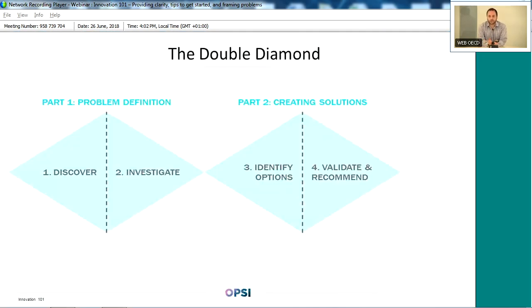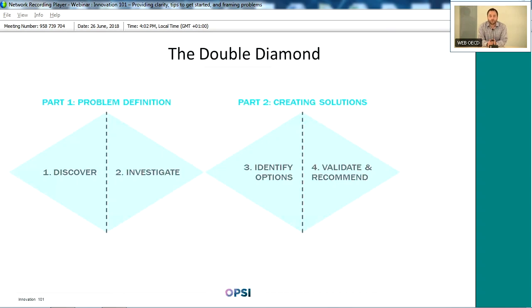So how do we do this in government? There's a traditional design methodology that's the double diamond, the first diamond being about framing the problem, and the second one being about defining the solution and finding the solution. So you'll see that in defining the problem, you actually spend a lot of time in the problem space. You're looking to discover and understand the problem and investigate it to narrow down and figure out what the actual problem is you're trying to address.